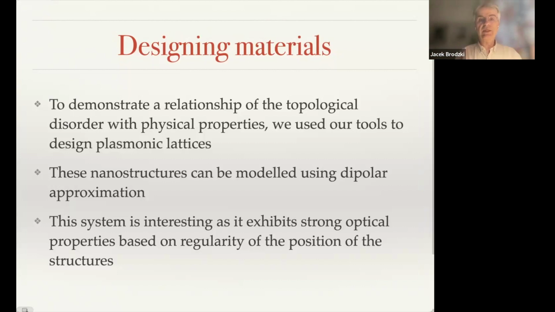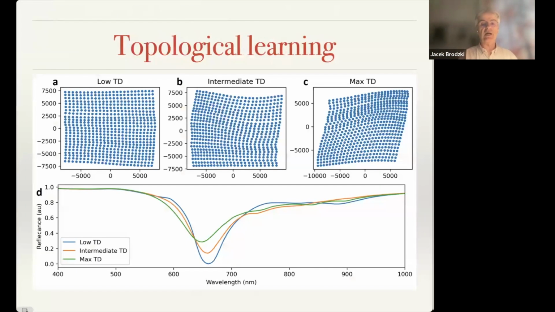One reason why these systems might be interesting is that they exhibit a strong response to some physical signal. Here is an example. These are all calculated, but nevertheless they illustrate very well what a physical system would do, and in fact there are experiments that confirm that. Imagine that you have three lattices with low, intermediate, and maximum topological disorder. These curves indicate how strongly light would interact with the lattice that you see here, and a strong dip suggests that there is resonance.